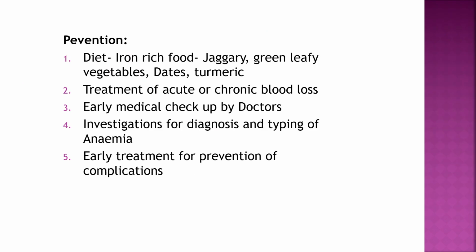Prevention is always better than the treatment. So we can prevent anemia, and iron deficiency anemia is very common in the Indian setup, so we can prevent that by taking iron rich food, that is jaggery, green leafy vegetables, dates. Then treatment of acute and chronic blood loss should be done, early medical checkup by doctors, then investigations for diagnosis and typing of anemia should be done, and early treatment for prevention of complications of the anemia should be there.